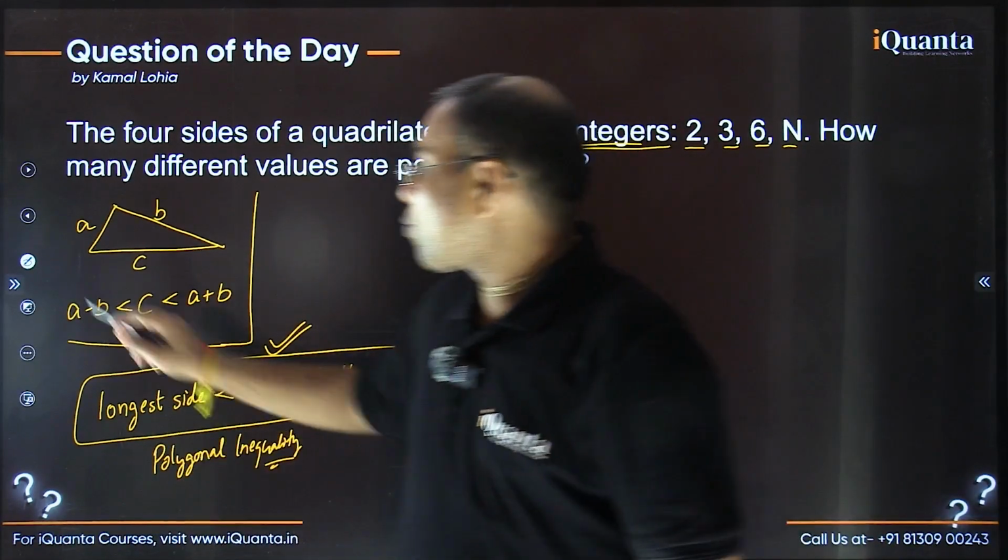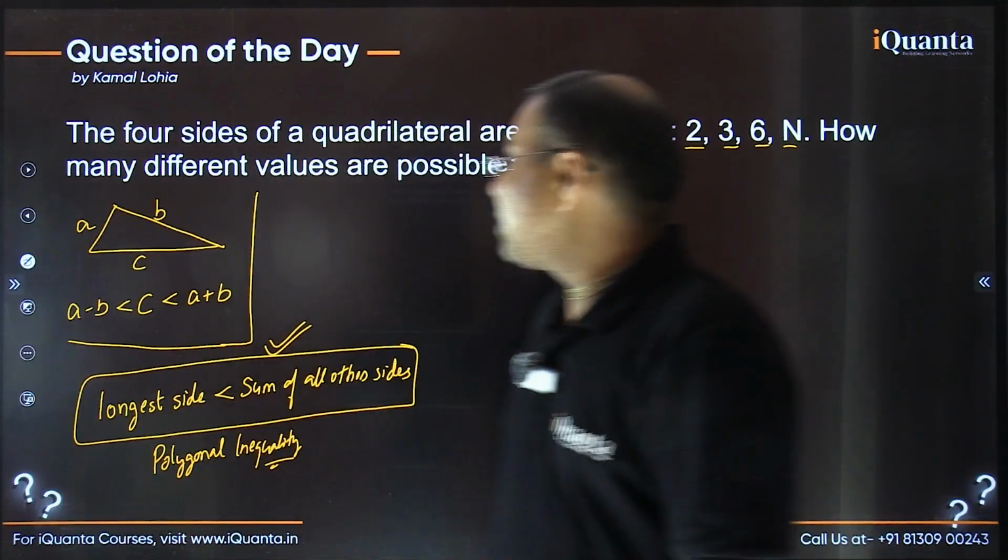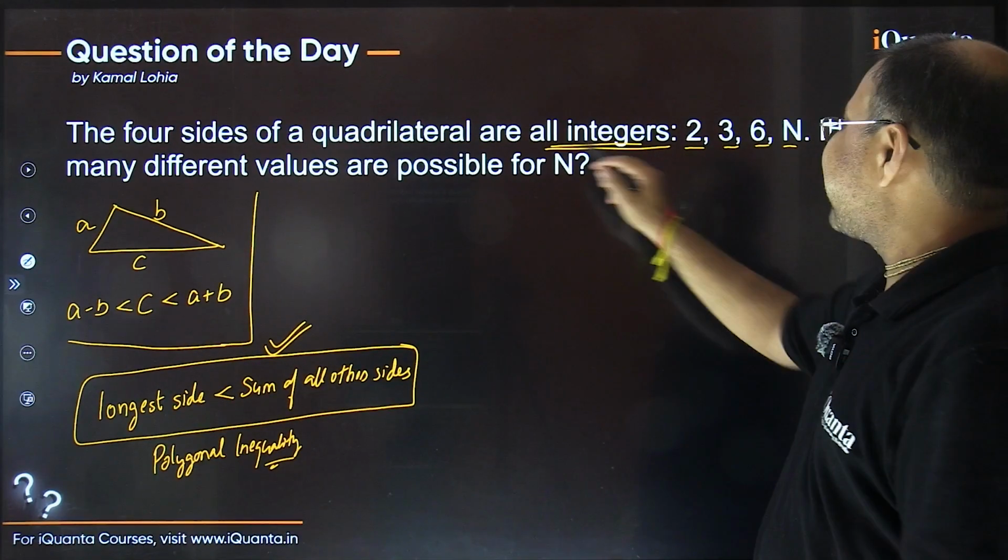Okay, now let's come to the question here. Now this question is talking about a quadrilateral whose sides are all integers.